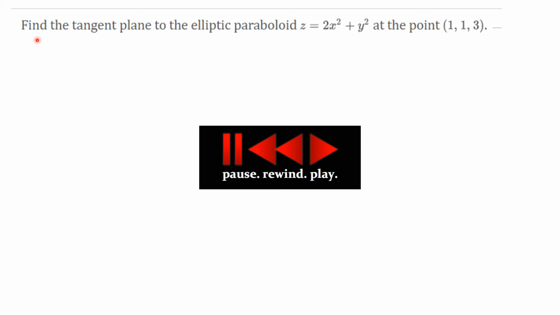Let's take this out and solve a problem with this. So I'm asking you here to find the tangent plane to this elliptic paraboloid at the point 1, 1, 3. You know what to do. Let's see how you did.